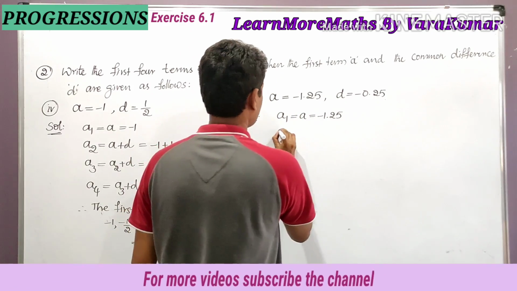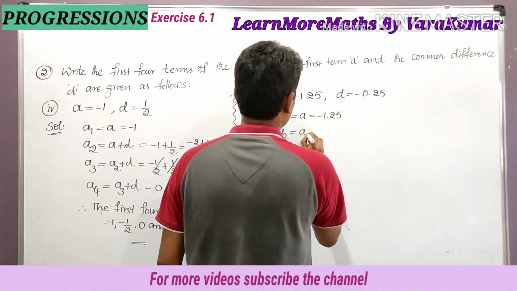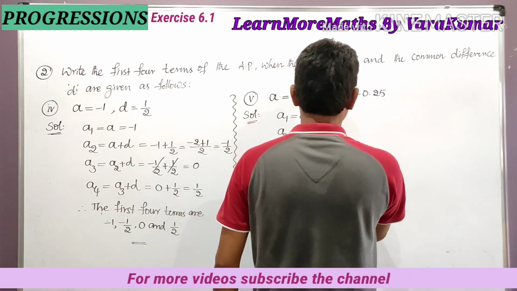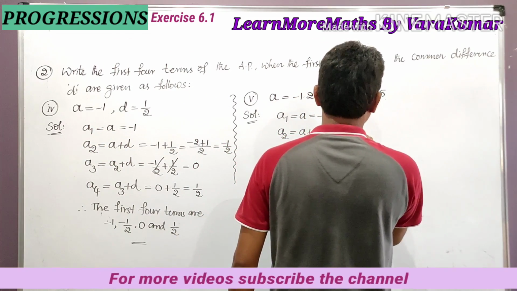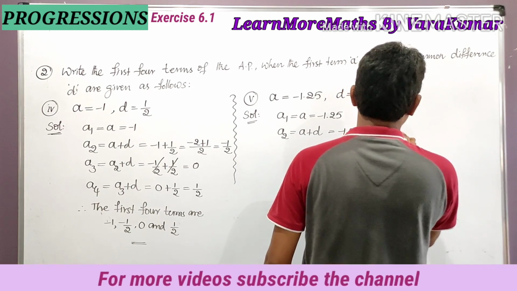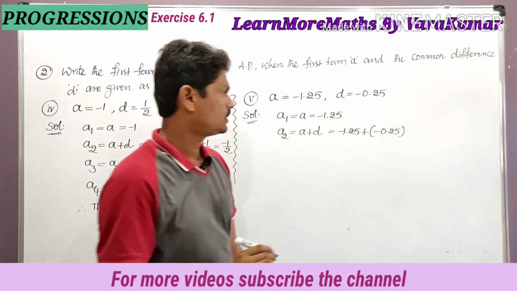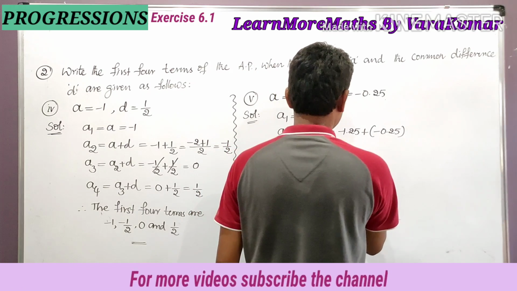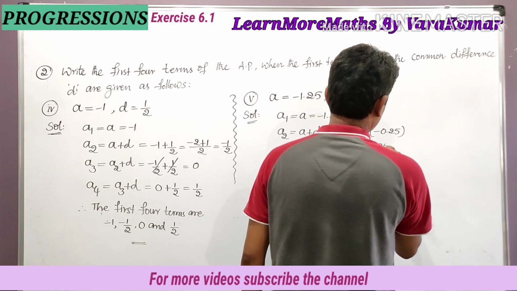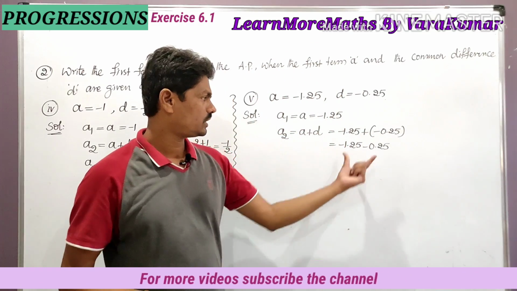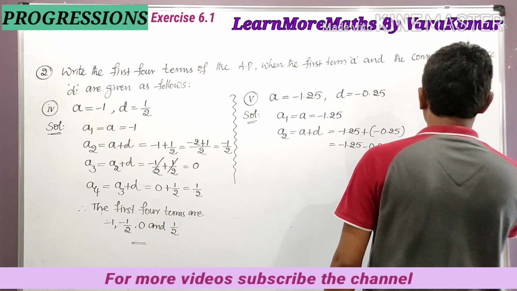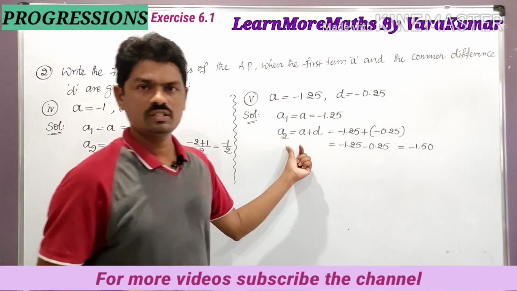And the second term A2 is equal to A plus D. A2 is equal to what, student? A plus D. So here A value is minus 1.25 plus D value is minus 0.25. So it becomes minus 1.25 minus 0.25, plus into minus, student. So minus 1.25 minus 0.25 is minus 1.50. This is the second term.